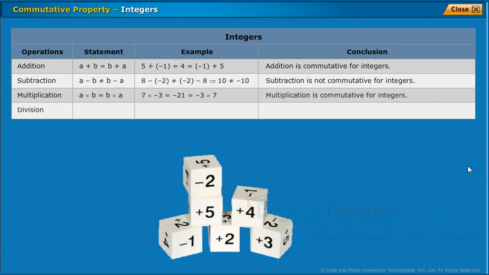Under division, it states that the change in the order of two integers changes the result when divided. For example, 7/5 is not equal to 5/7. It concludes that division is not commutative for integers.